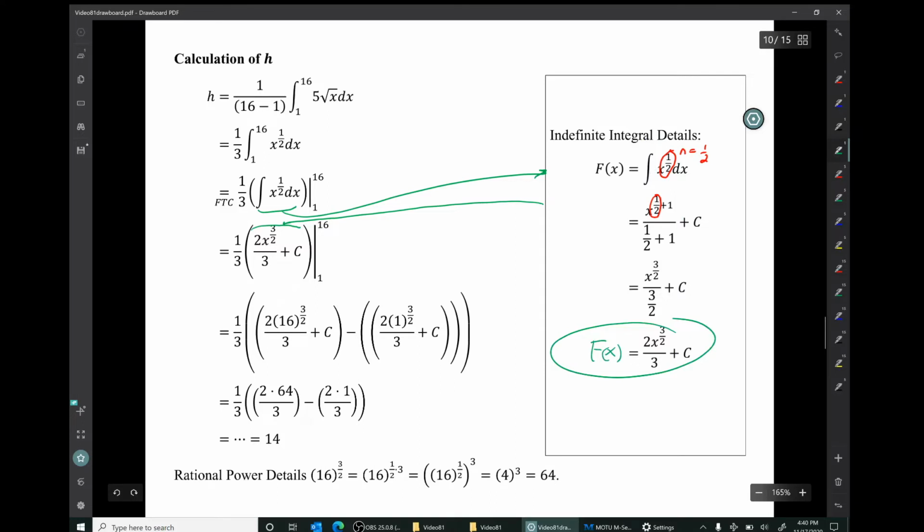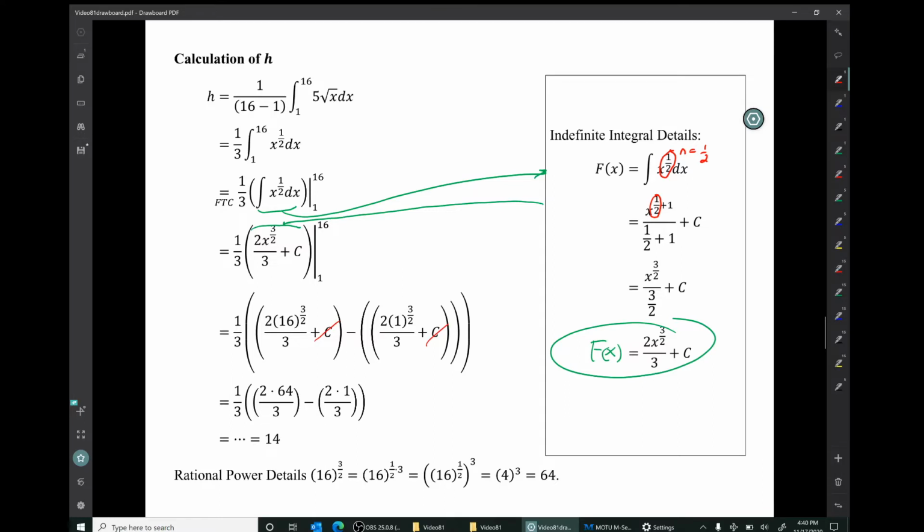That is our capital F of x. That's what goes back in those parentheses. Notice that the constant of integration gets brought over and disappears in the subtraction step. The rest is just careful arithmetic.